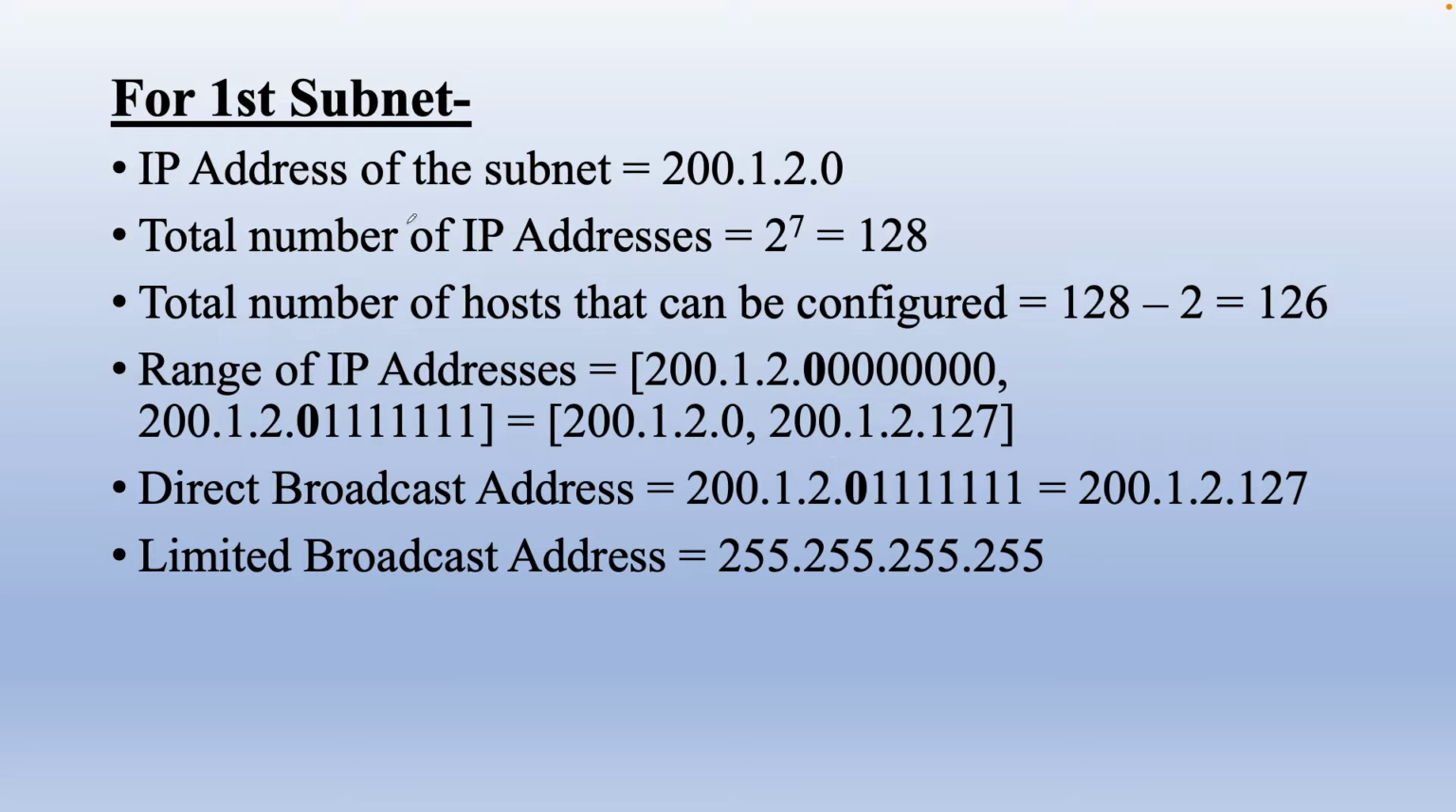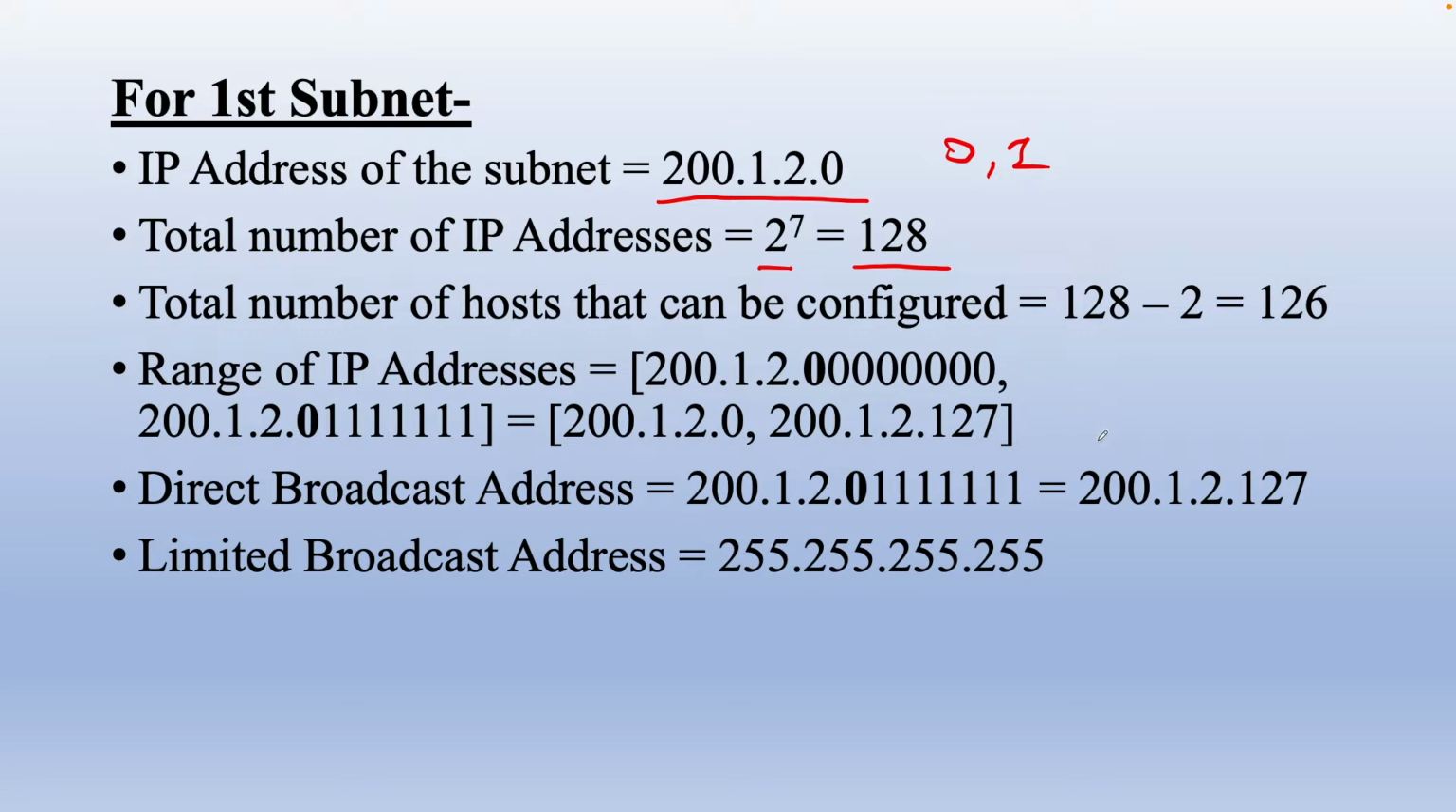Now for the first subnet, the IP address of the first subnet is 200.1.2.0, and the total number of IP addresses is 2 to the power 7. Why? Because one bit is fixed, so 7 bits are remaining, and these 7 bits will have only two possible values, 0 and 1, so 2 to the power 7, that is 128 addresses, are possible in total.